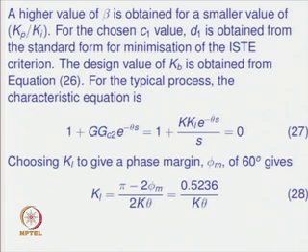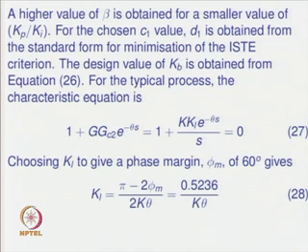For the typical process now, the characteristic equation becomes 1 plus Gc2 e to the power minus theta s is equal to 1 plus Kkl times e to the power minus theta s upon s is equal to 0. Now, choosing Kl to give a phase margin of some specified value, suppose phi m, phase margin, is equal to 60 degree. That condition gives an expression for KL. KL is equal to pi minus 2 phi m upon 2 k theta.